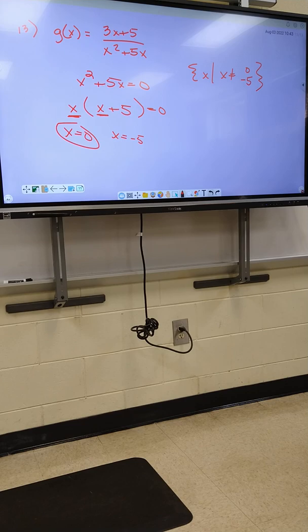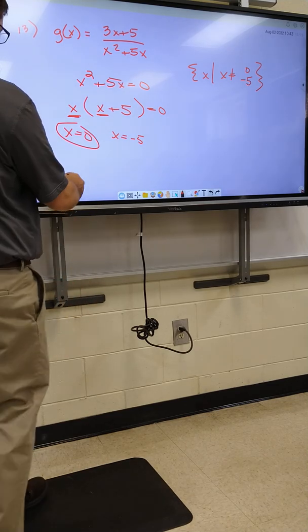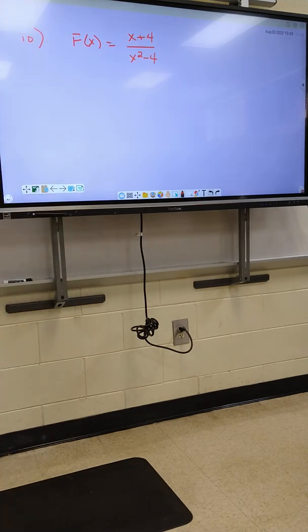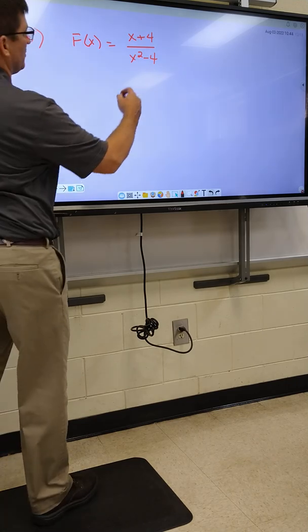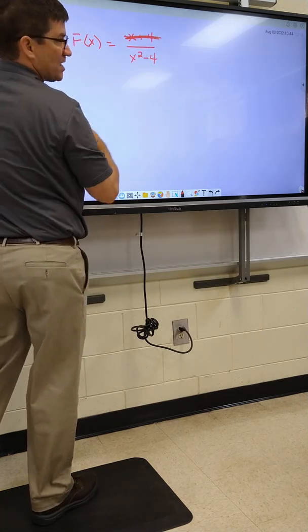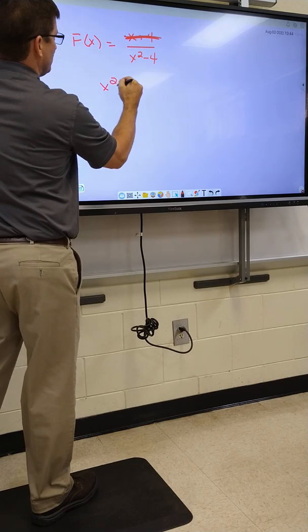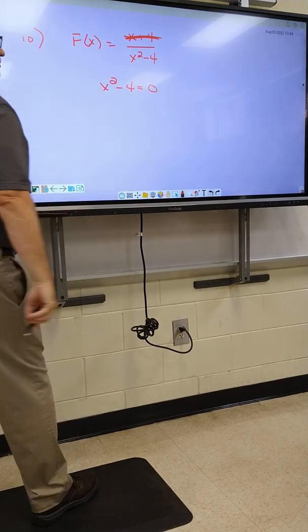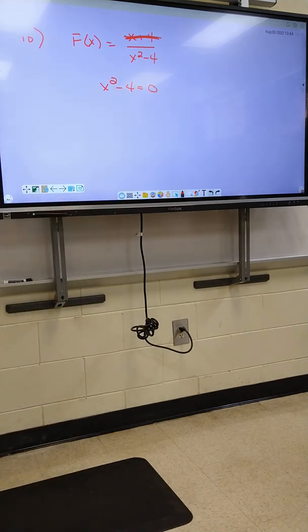All right, which ones we got left? We got to do 10 and 12. All right, let's do 10. This one's a little different as far as the solving part. Disregard the top, bring the bottom down. Set it equal to 0. Just like we did all the other ones.